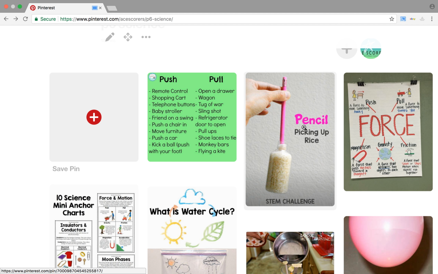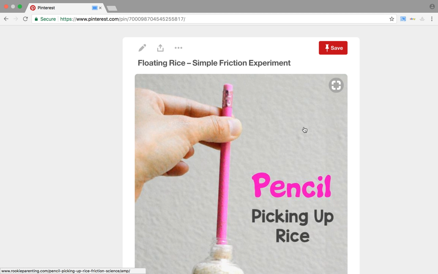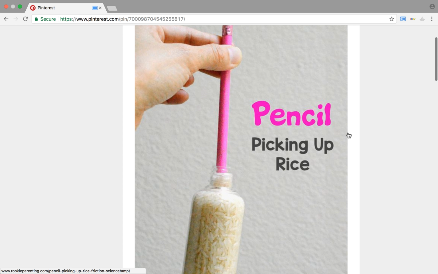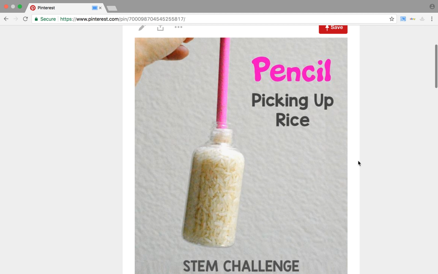Okay, so here's an experiment. How come the pencil doesn't fall? Because of friction. Right, so you have some rice in a bottle, and then stick a pencil inside. You can pick up the whole thing, and the bottle will not fall down. How come? Friction between the surface of the pencil and the rice.